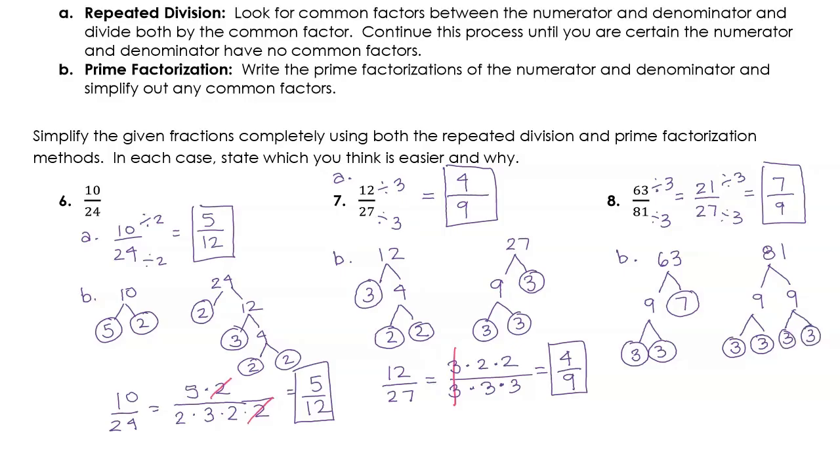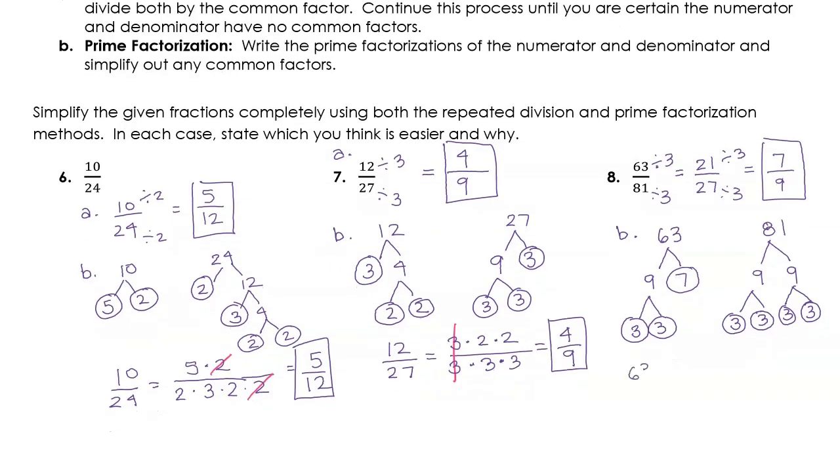Now that I've found the prime factors for each of these numbers, I'm going to rewrite my fraction. 63/81 is equal to 7 times 3 times 3. I'm just taking all of the numbers that I circled to get that. The prime factors of 81 are going to be 3 times 3 times 3 times 3. I'm just taking the prime numbers that I found previously.